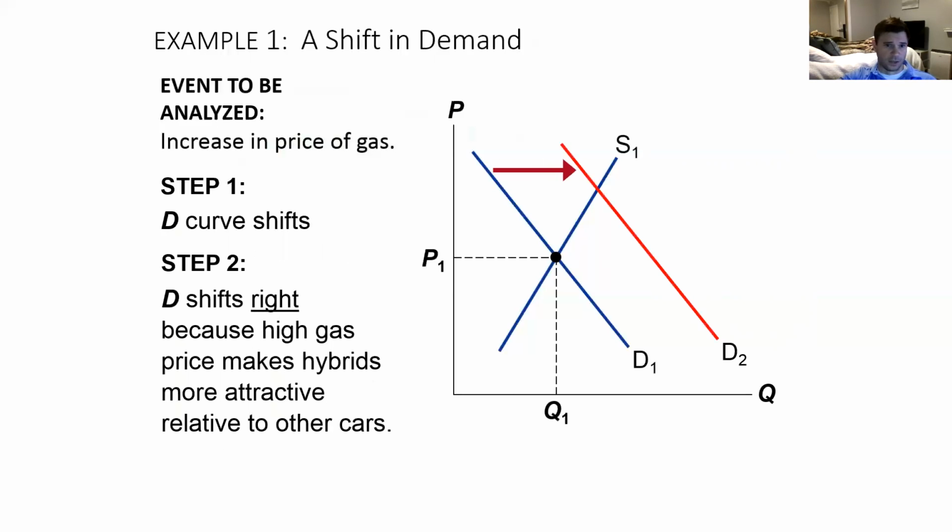Okay, so two ways to think about this. Buyers increased in number because they got moved over from the gas vehicle market, or we had the increase in the price of a substitutable good. And we had a resulting increase in the demand, a rightward shift in the demand.